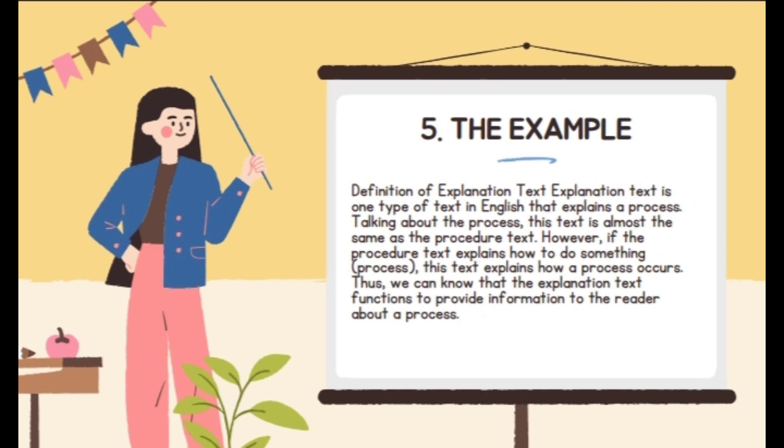Definition of explanation text. Explanation text is one type of text in English that explains a process, talking about a process. This text is almost the same as the procedure text. However, if the procedure text explains how to do something process, this text explains how a process occurs. Thus, we can know that the explanation text functions to provide information to the reader about a process.